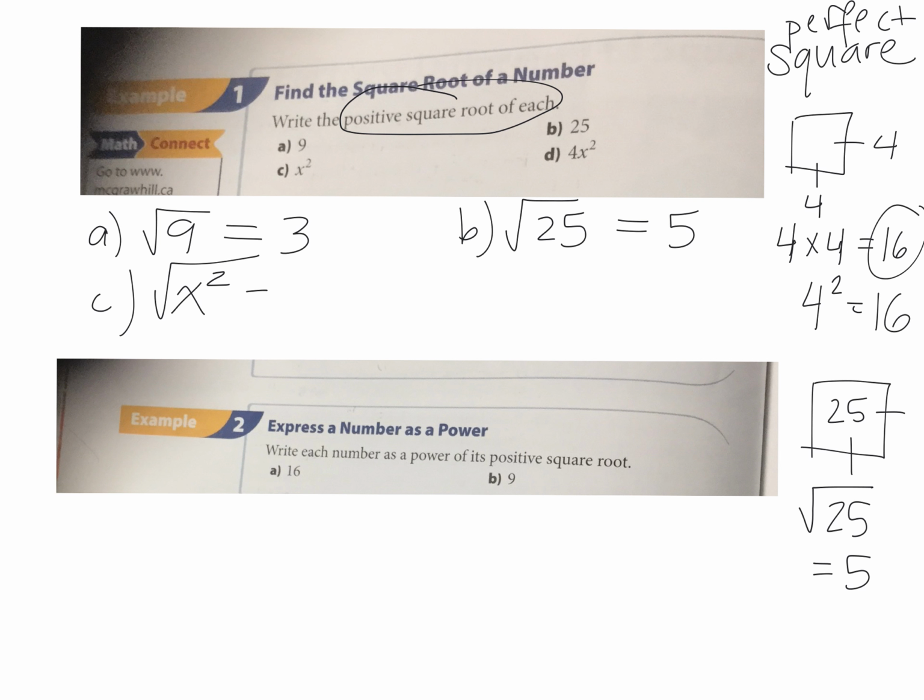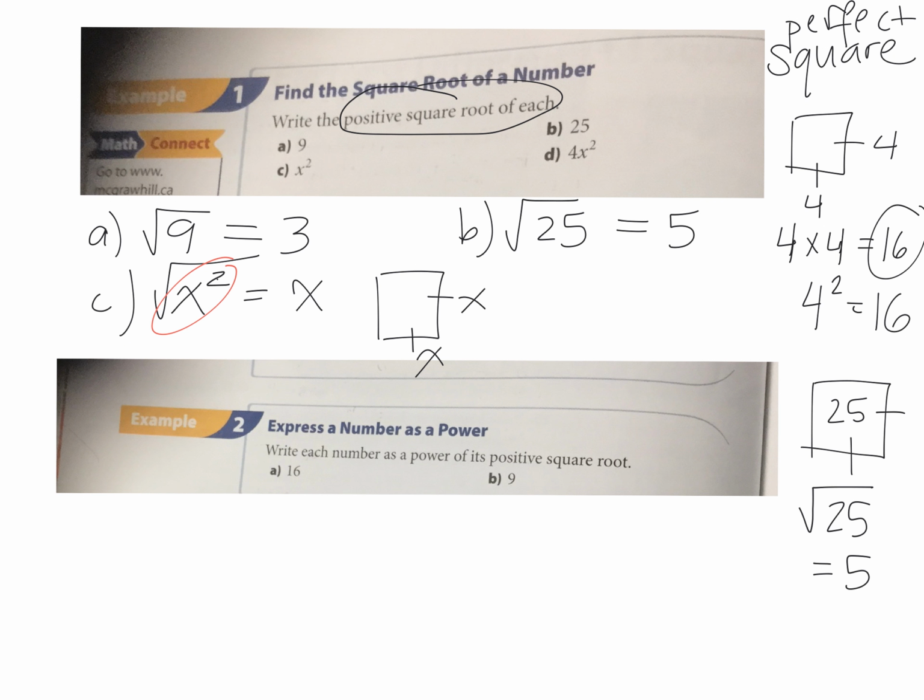Okay, if I draw a square, and we don't know the length and width, and I label it as x, x times x can be written as x squared, right? So the root would be x. The square root of x squared is always going to be x.